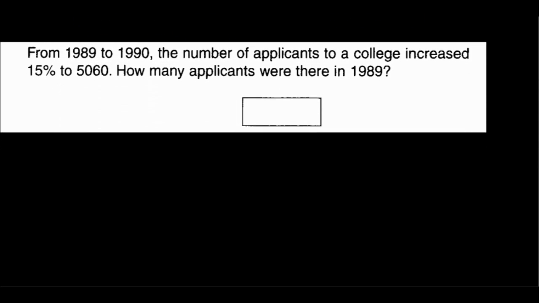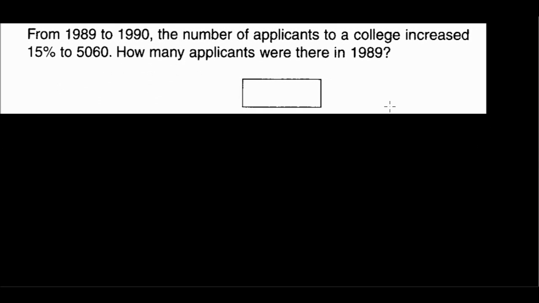Let's do another problem. From 1989 to 1990, the number of applicants to a college increased 15% to 5,060. How many applicants were there in 89? So from 89 to 90, there was a 15% increase to 5,060 applications. The question is, how many applicants were there at the start?